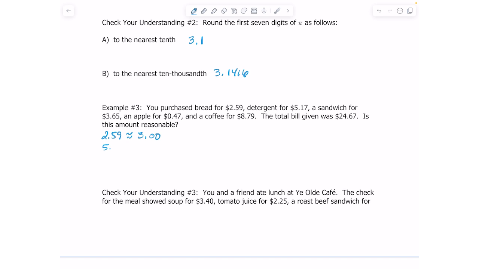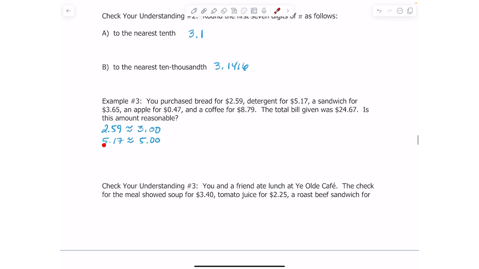For the detergent, $5.17. We'll round to about $5 because the 1 is telling me to keep the 5 the same. Okay, and then you've got $3.65, which is about $4. And the 47 cents, that would round to basically $0. Okay, if we're rounding to dollars, cents, you could round it to about 50 cents.